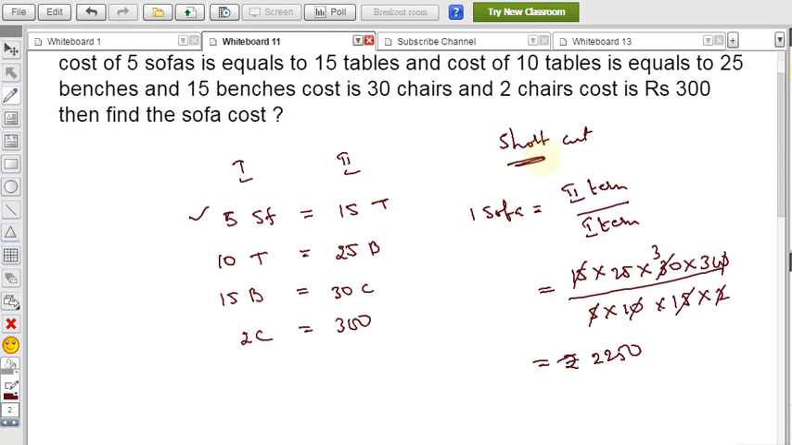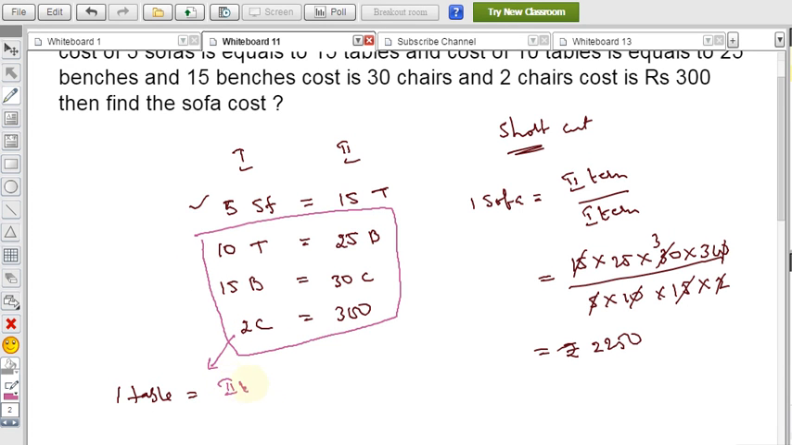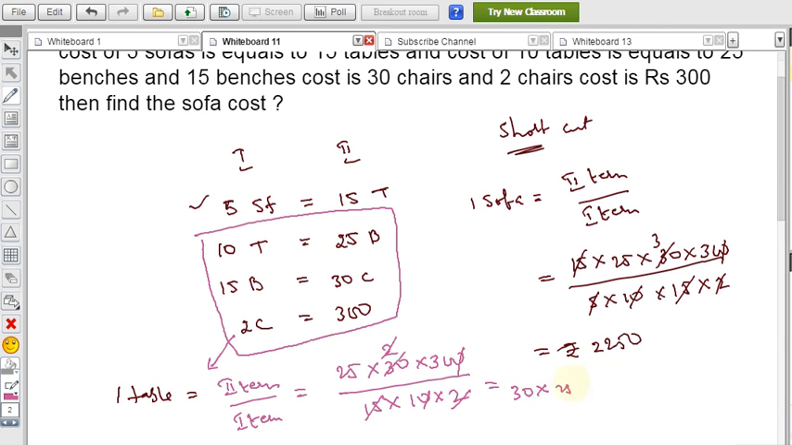For example, if they ask the cost of 1 table. So table is at the third place, in second onwards: second, third, fourth places. Table data is only from this. So for this you can take second term by first term. That is 25 into 30 into 300 by 10 into 2. Just multiply. 30 into 25 is 750, so 750 rupees is 1 table.